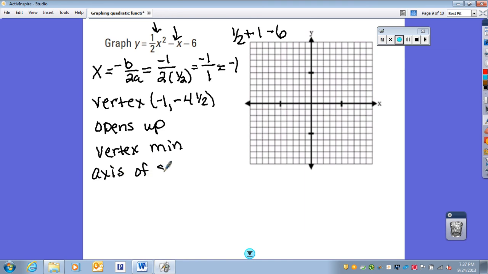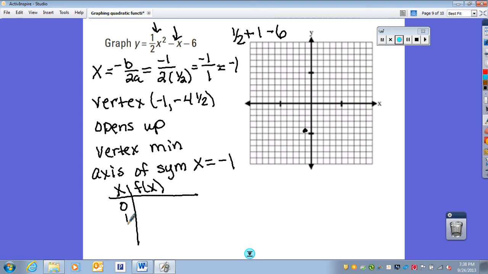The axis of symmetry, again, is the line that divides our parabola in half. It is a vertical line, so it is written x equals, and it is the same as the x value of my vertex. So we'll graph the point -1, -4.5. Now I could make a table of values, picking values on either side of that vertex, plugging those numbers in for x, solving for y, or I can use the parent function to graph.